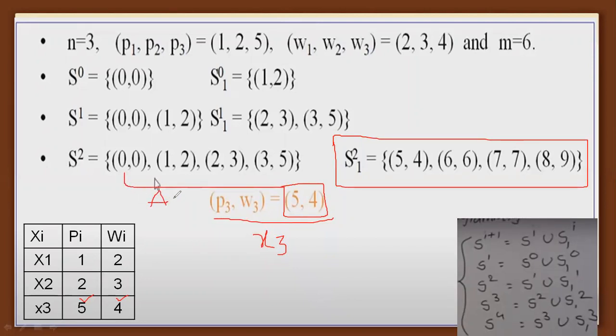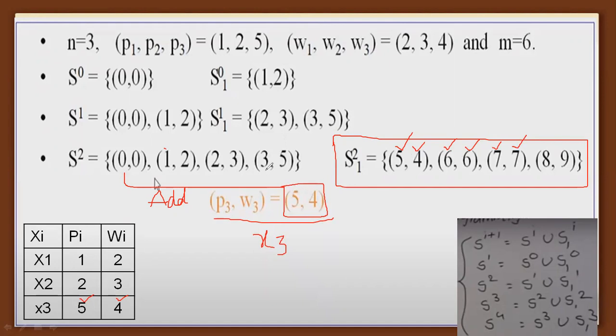Simply apply addition. If I apply 5 plus 0, I will get 5. 4 plus 0, I will get 4. Next, the second pair, add 5 with 1: 5 plus 1 is 6. Next, 4 plus 6. Next, add the pairs (2,3) and (5,4). So 5 plus 2 is 7. Next, 4 plus 3 is 7.